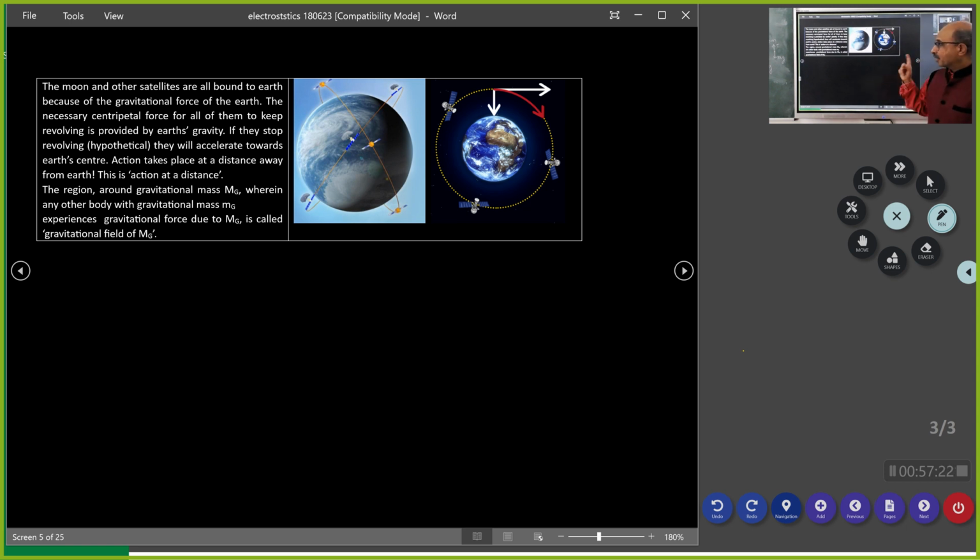The region around the gravitational mass mg. So you have got Earth.